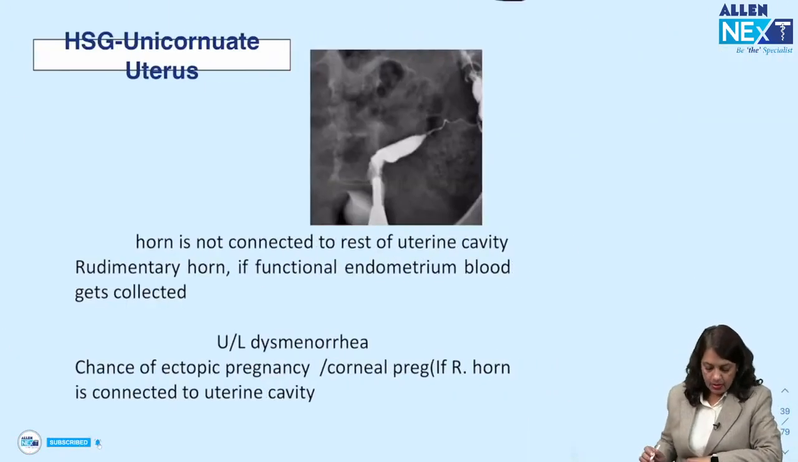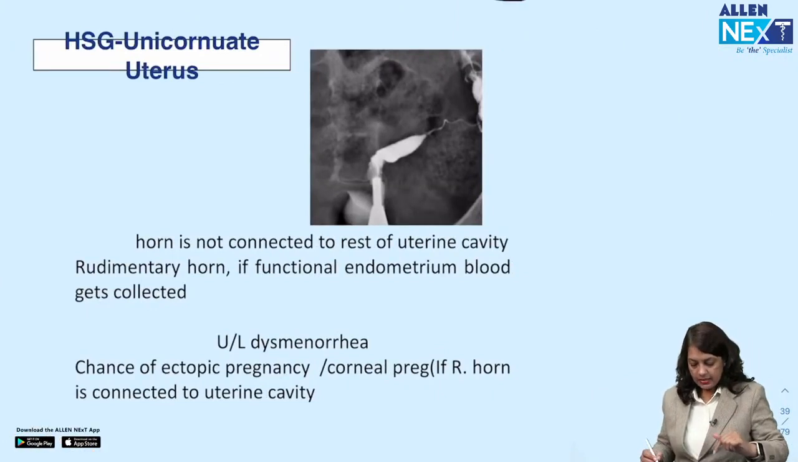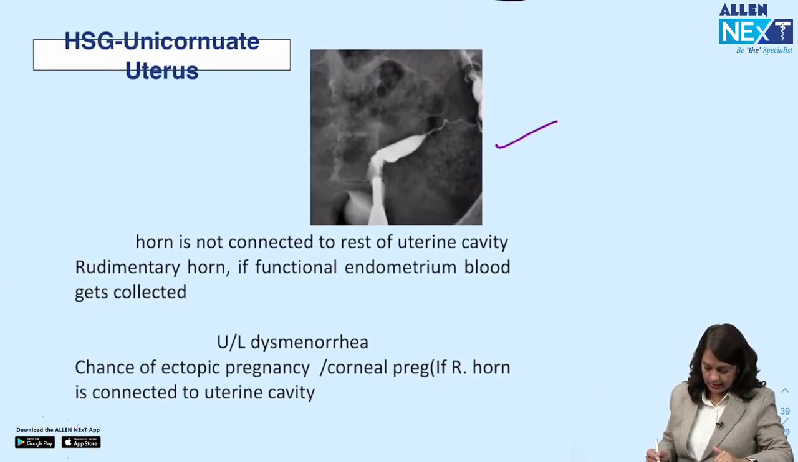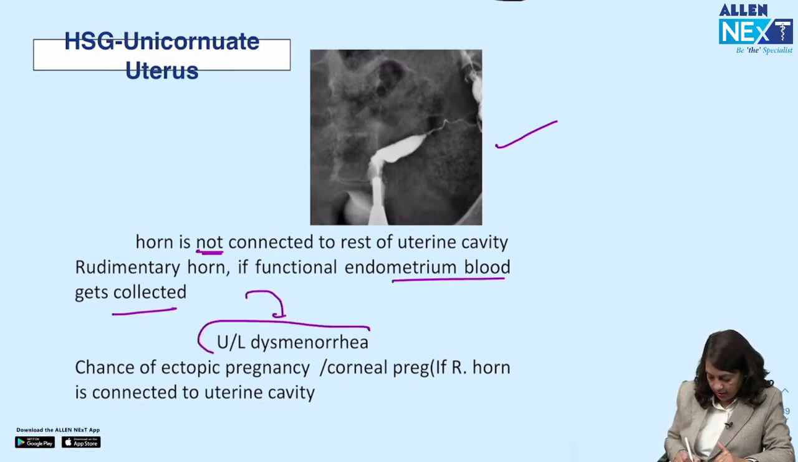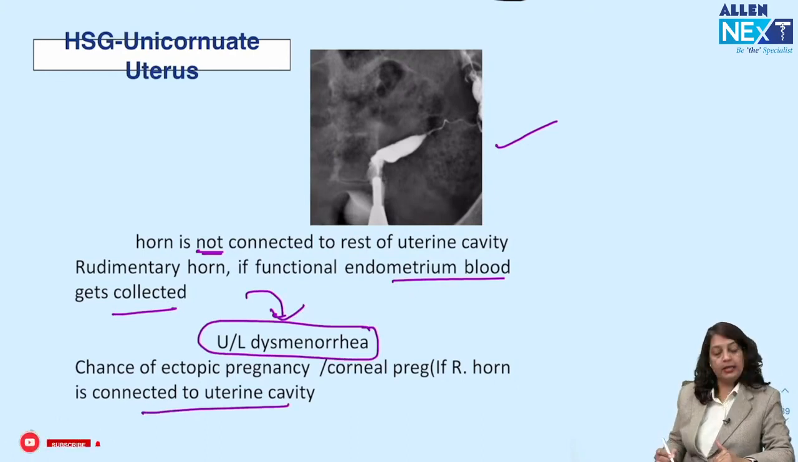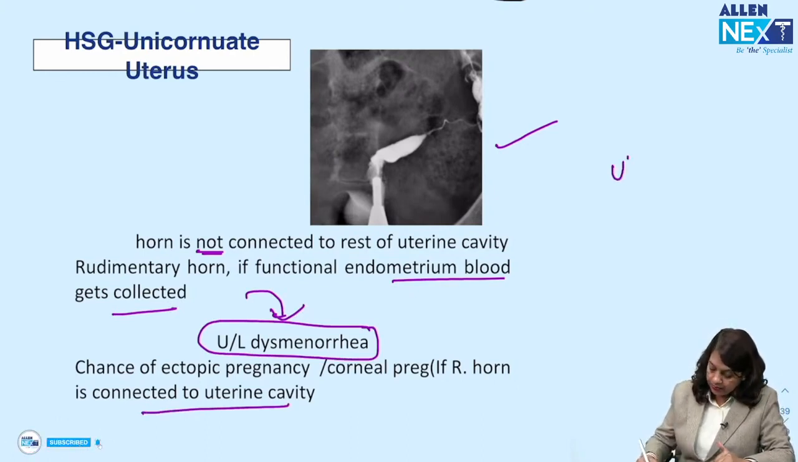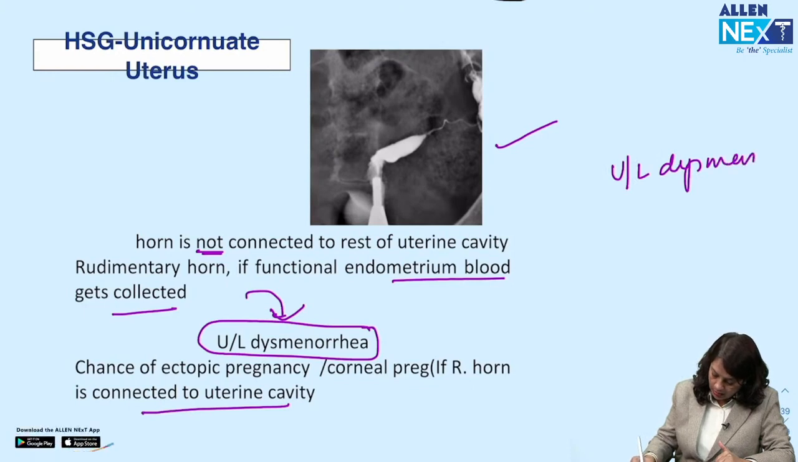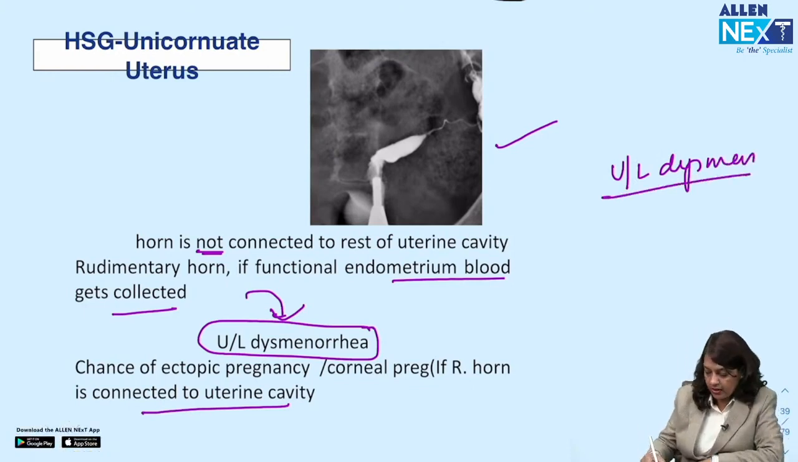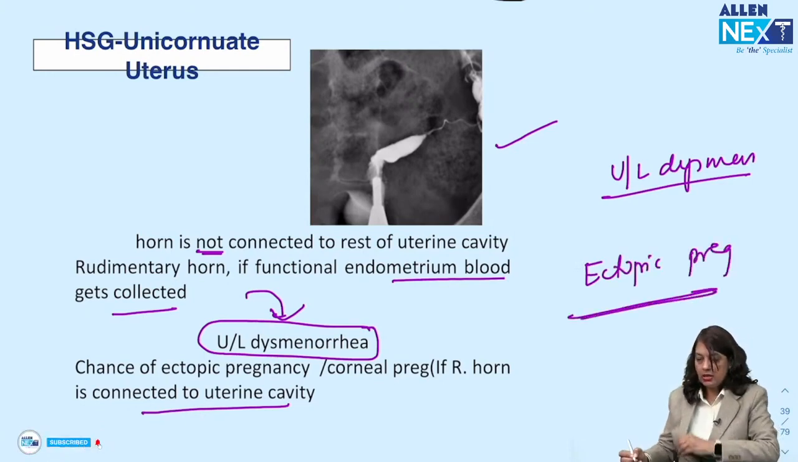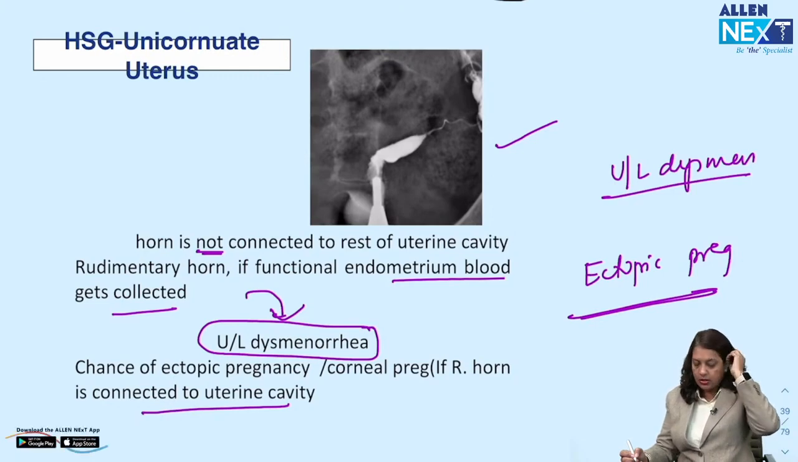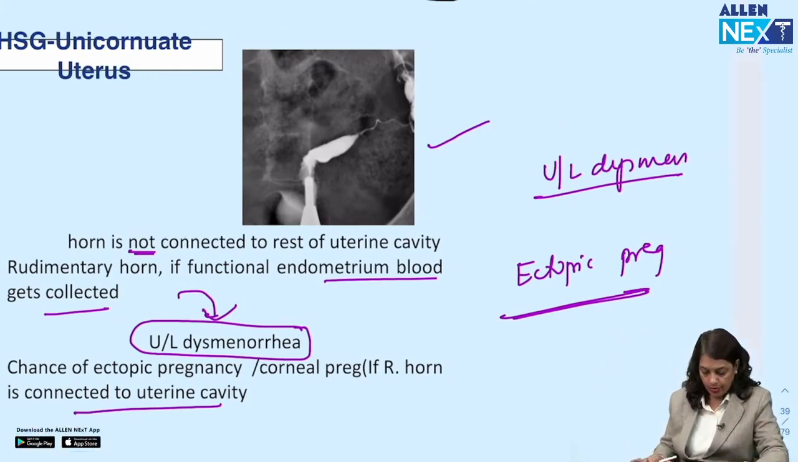Fine. Next, HSG shows unicornuate uterus. I have just explained. When the horn is not connected to the rest of the cavity, functional endometrium gets collected, leading to unilateral dysmenorrhea. I have just explained. Chance of ectopic pregnancy if horn gets connected to the uterine cavity. तो इसमें अगर if not connected, then unilateral dysmenorrhea. If connected, then the risk of ectopic pregnancy is increased. So these are the two important complications of a unicornuate uterus.